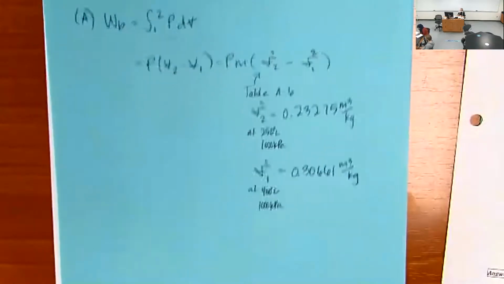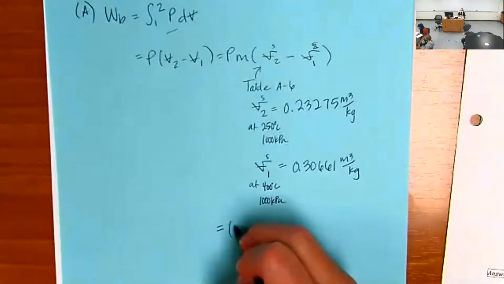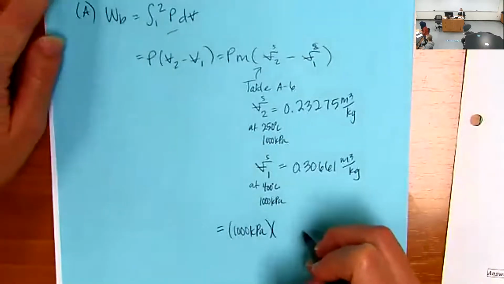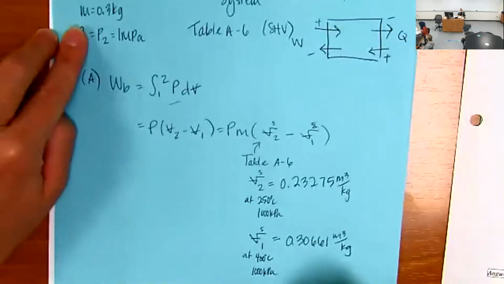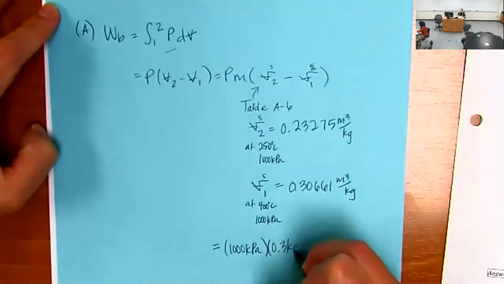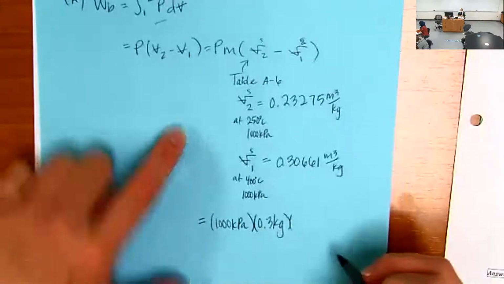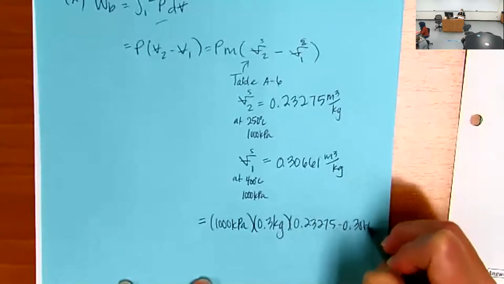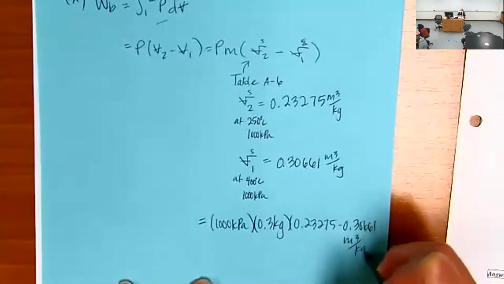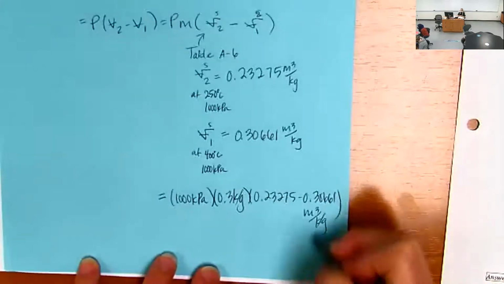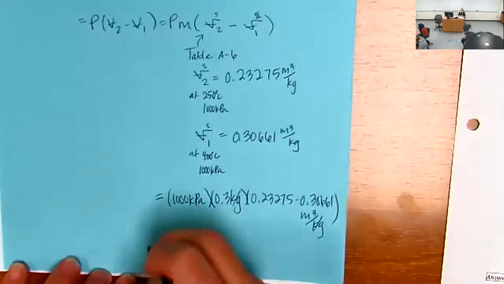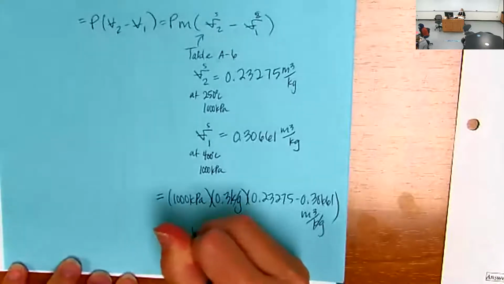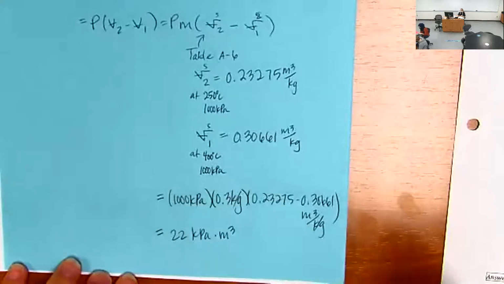So now we have everything we need to plug it in and check it. We have 1000 kilopascal times 0.3 kilograms times 0.23275 minus 0.30661 cubic meter per kilogram. We're going to have kilograms cancel. We're going to get kilopascal cubic meter. Working this out, our answer is going to be negative 22 kilopascal cubic meter.